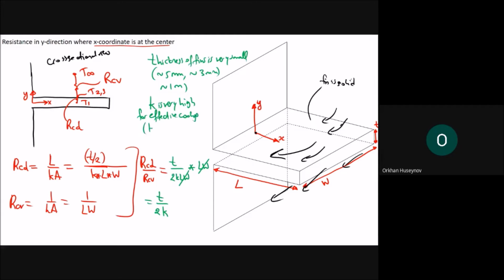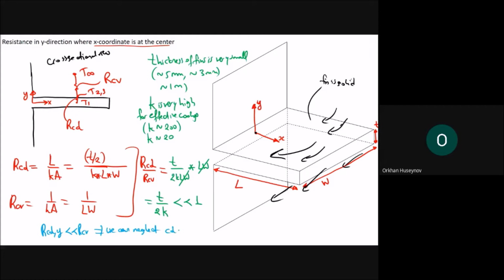So how high? For example, it can be in the order of 200s. It depends on the application, but if you want very good cooling, it can be 200s, or even you can see K on the order of 20. It is also possible. Okay, and as you can see, thickness is very small, K value is very high, so this number becomes very much smaller than 1. And what you see as a result is that the RCD, the conduction resistance in Y direction, is much smaller than RCV.